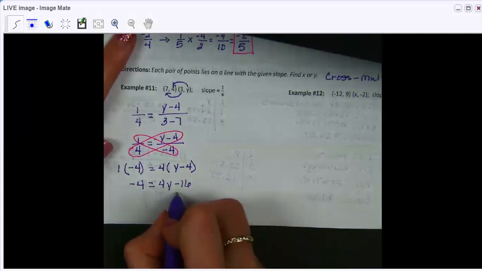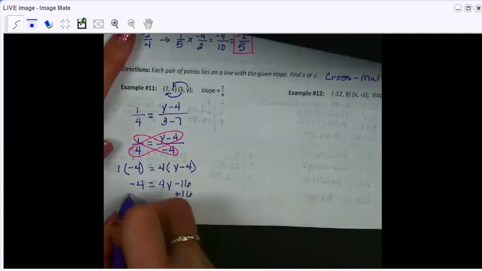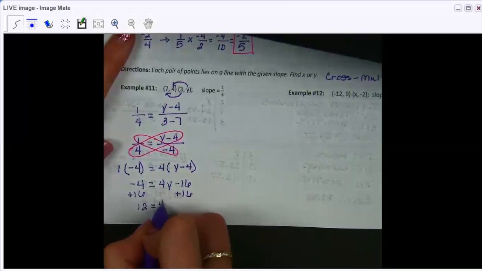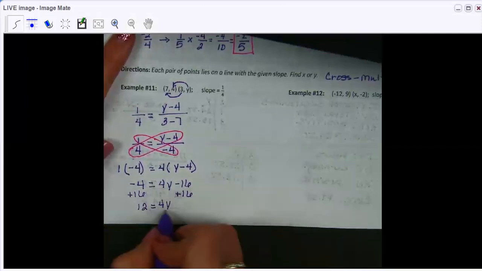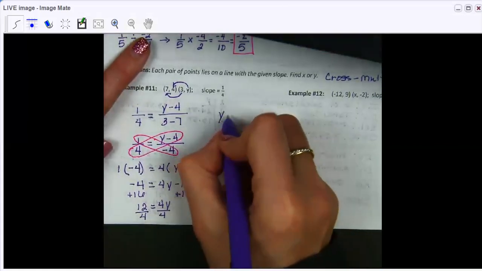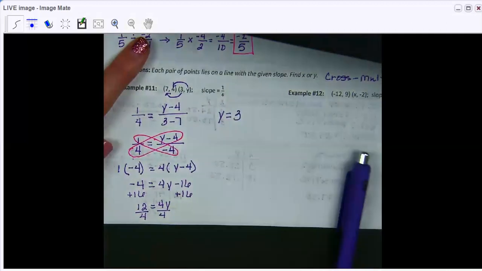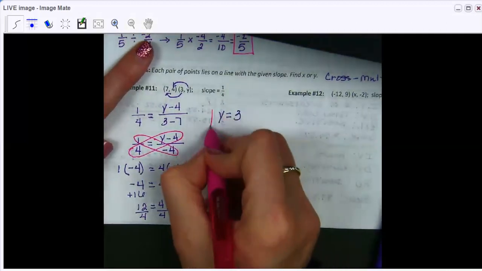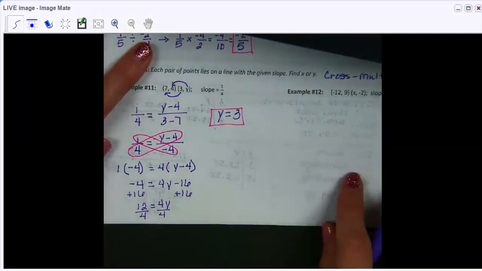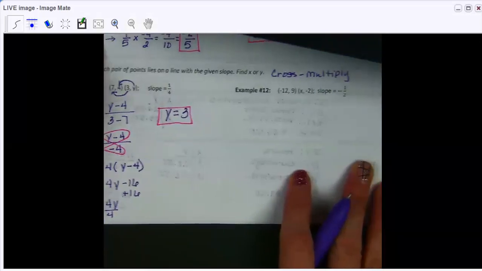Okay, I'm going to go ahead and finish solving. I add 16 to both sides and I end up with 12 equals 4y. And then I divide both sides by 4 and y equals 3. Okay. Any questions? Okay, let's go over to example 12.